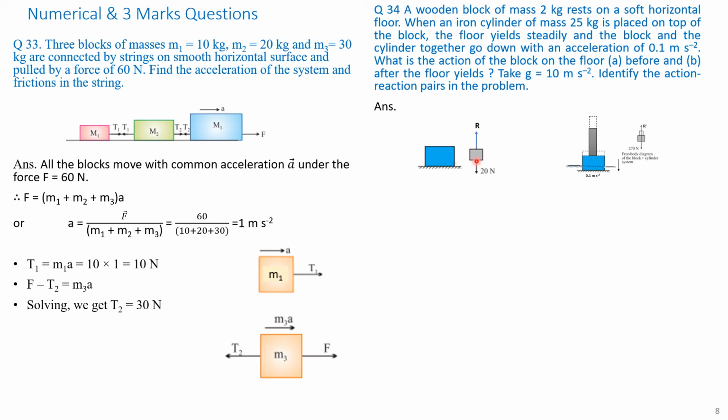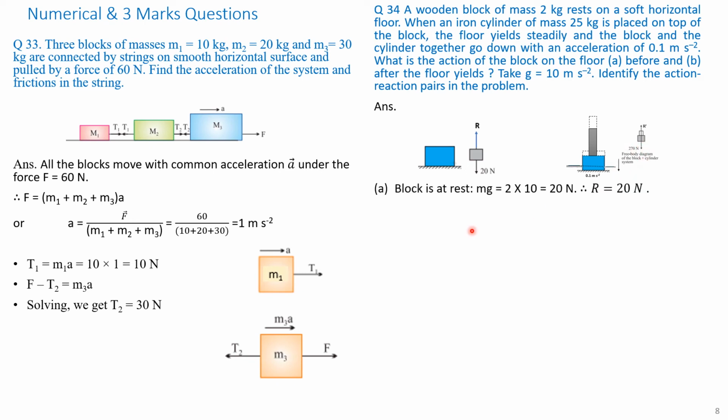So blocks are shown here. When the block is at rest, its free body diagram is shown here: 20 newtons acting downwards and its reaction vertically upwards. And another block, a 25 kg cylinder, is placed on it, due to which the block moves down with an acceleration of 0.1 meters per second square. So the free body diagram is also shown here.